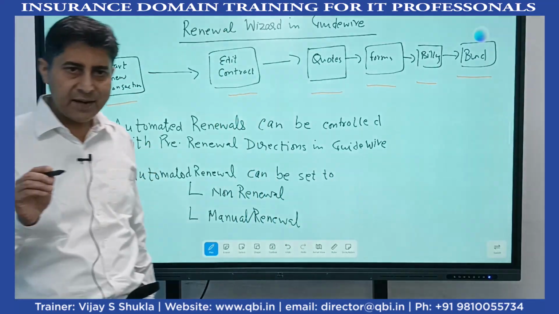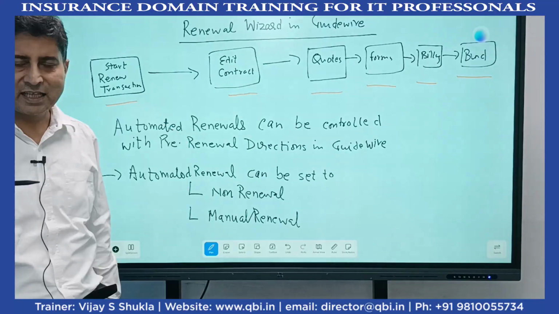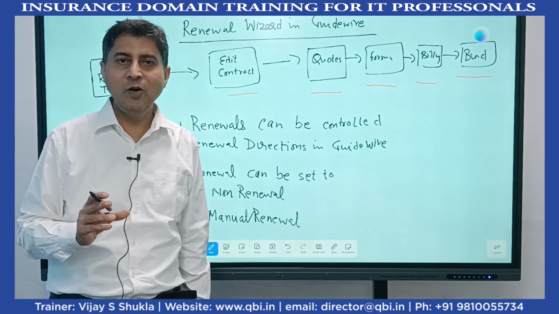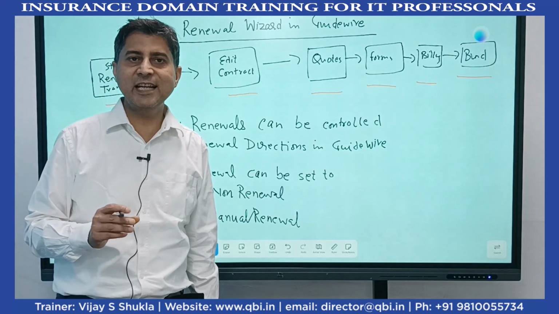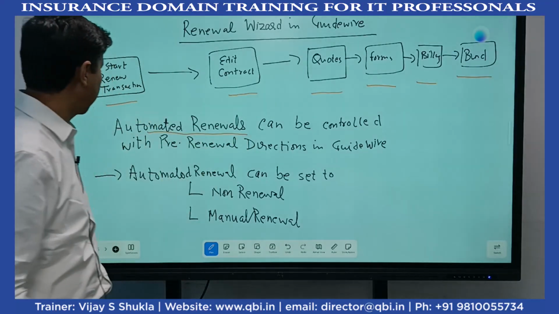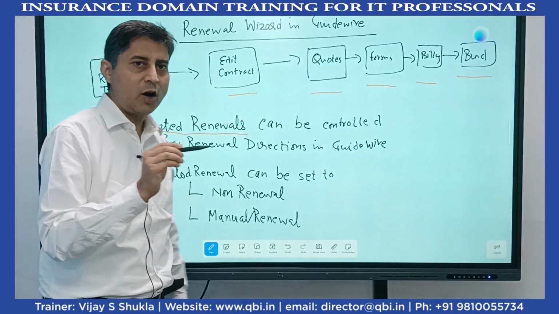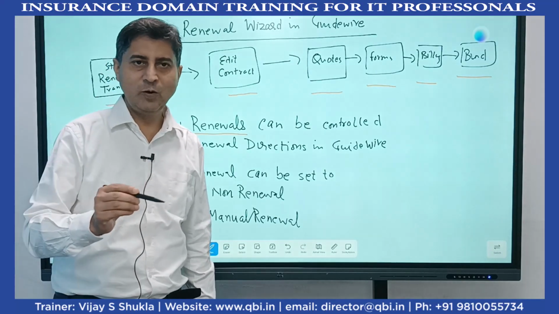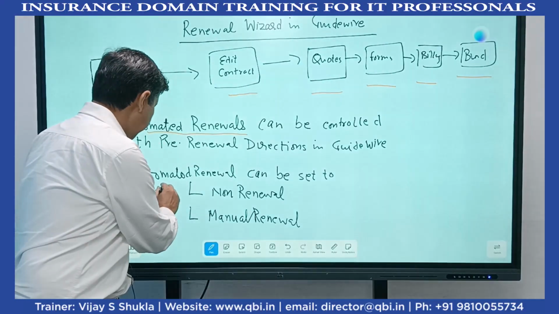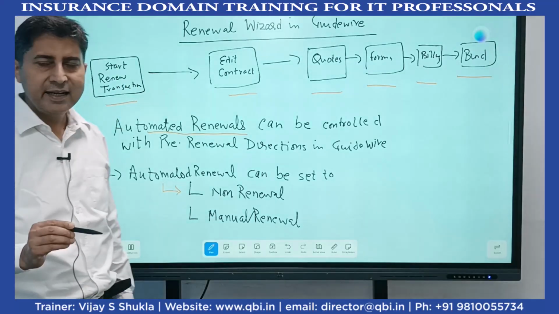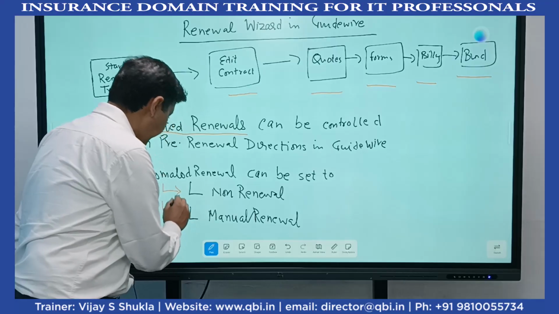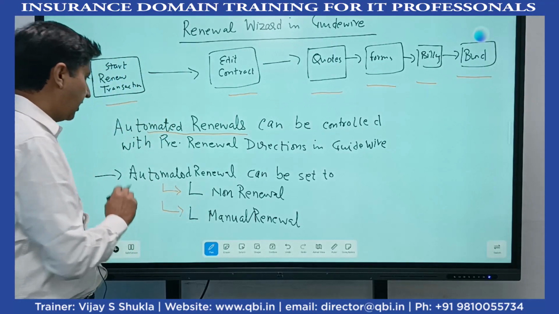There is one more concept available for insurance carriers, and this is how they handle it in Guidewire, which is controlling the renewal direction. So how can we control the renewal direction, especially for automated renewals? How can this renewal direction be controlled? You see, let us say there is an automated renewal, and this renewal is to happen in some time. This automated renewal could be set to a non-renewal for a given policy, or the renewal direction could be set to a manual renewal. At a time, only one renewal direction will be in force or will be active.